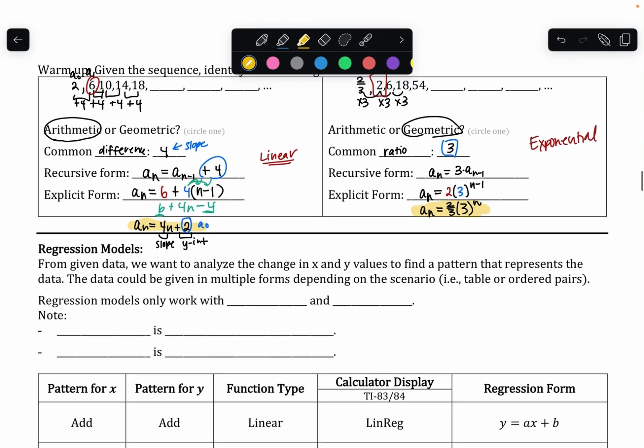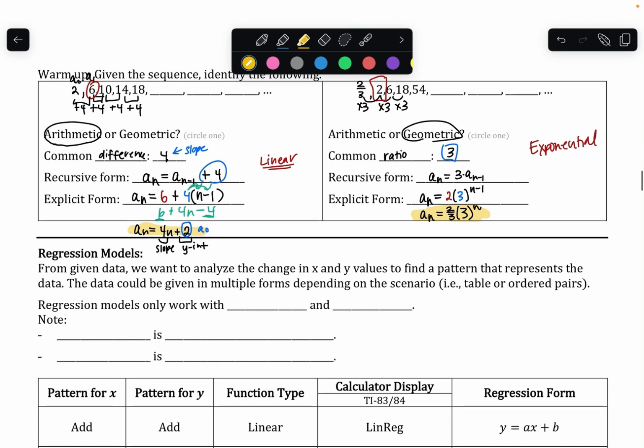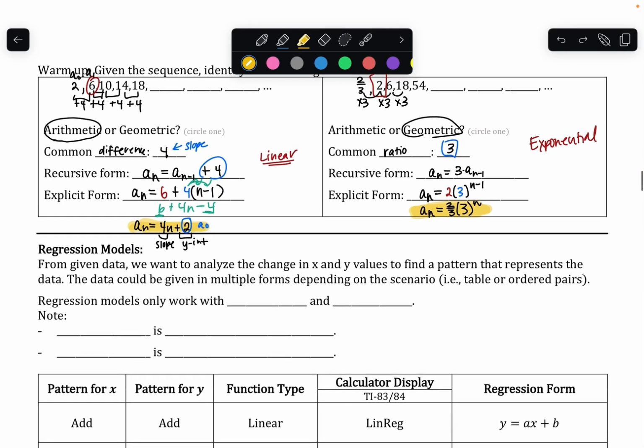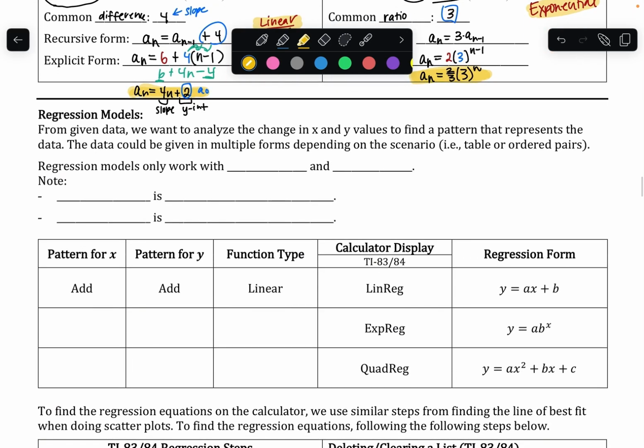Okay, and so what we're going to do in this lesson is we're actually going to use our calculator to get these equations, the ones I've highlighted, because our calculator always puts it in linear or exponential form. They don't put it in terms of n minus 1. And so half the battle is just identifying whether you have a linear function or an exponential function, and we'll also talk about quadratic functions. Okay, and so something that's important to note is that regression models only work with adding and multiplying.